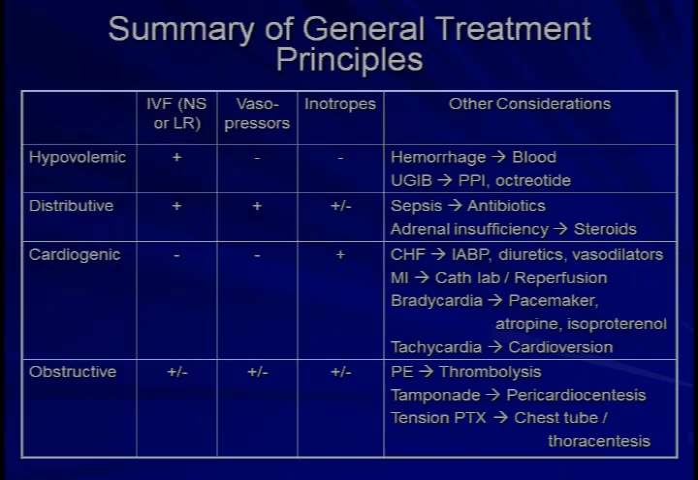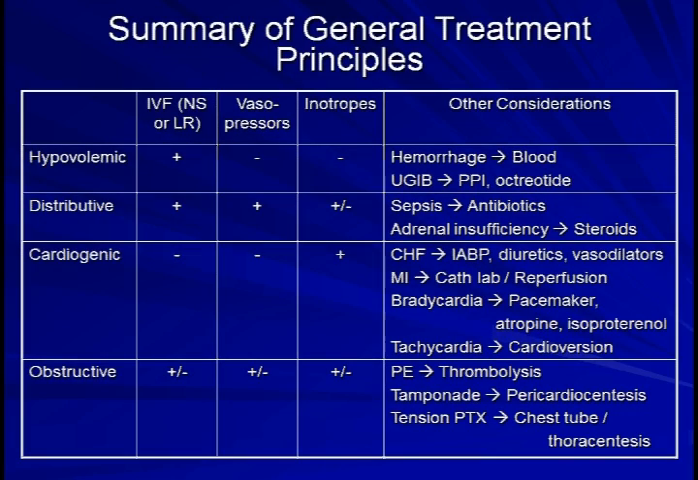Finally, here's a last slide which summarizes our treatment principles for the 4 major shock subtypes. For hypovolemic shock, IV fluids are definitely indicated, but not vasopressors or inotropes, unless using a vasopressor for a very short duration of time while fluids are infusing. Other etiology-specific considerations include blood for hemorrhage and PPI and/or octreotide for an upper GI bleed, depending on its origin.